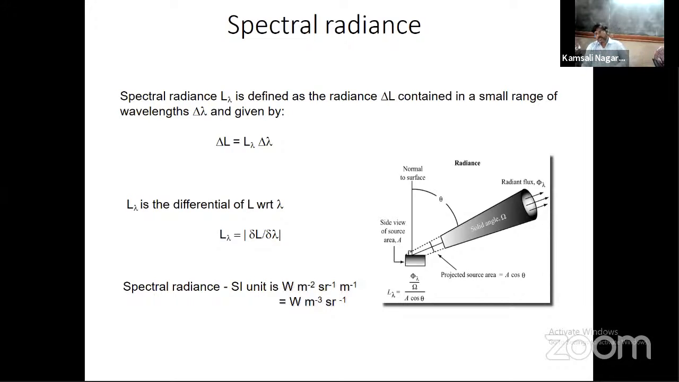What spectral radiance can you expect? Radiance is the amount of the radiation which is emitted by a body. Spectral radiance is the amount of the radiation emitted by a body which is maintained at some temperature. Spectral radiance is defined as the radiance delta L containing a small range of wavelengths delta lambda, not all, with an emissivity of L lambda. Here L lambda is the differential form of L with reference to lambda, delta L by delta lambda, or del L by del lambda of that kind.